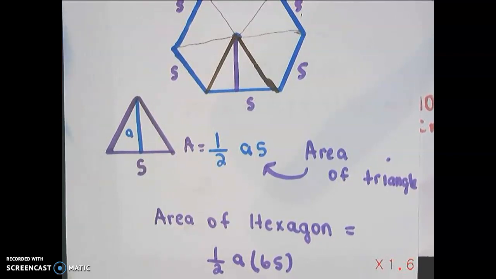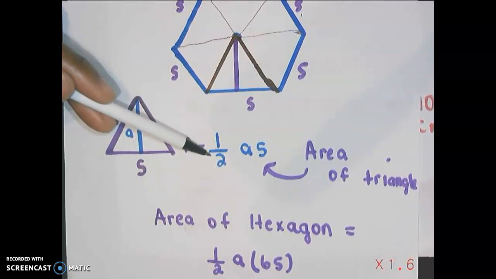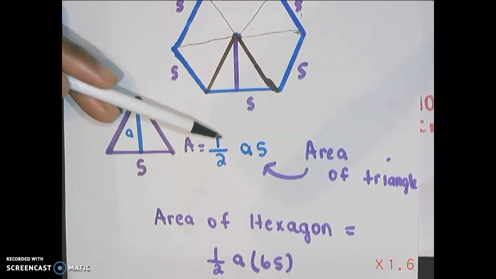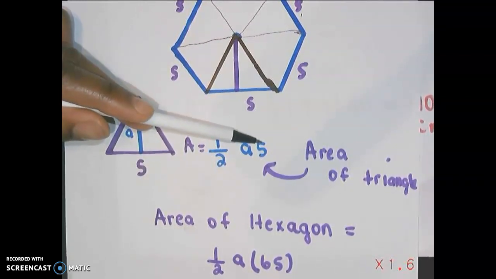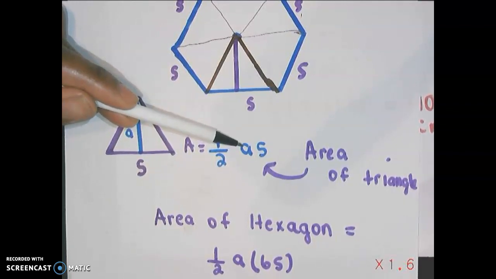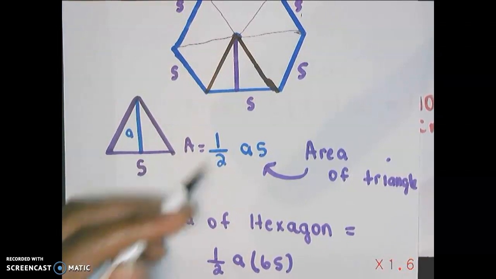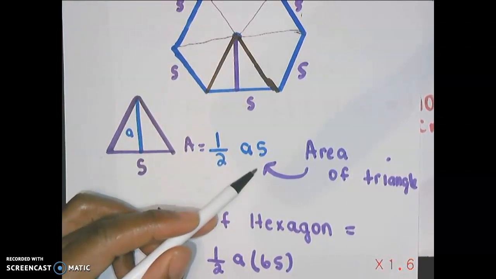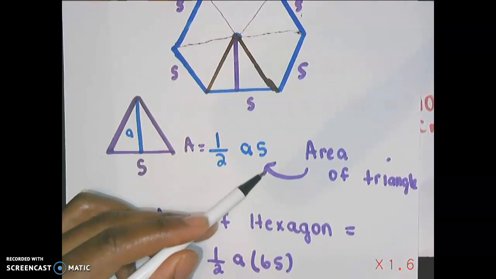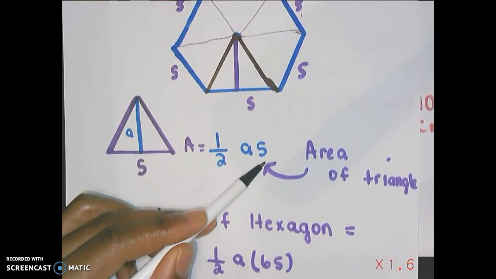Now we know if we want to find the area of a triangle, that's just going to be 1/2 the base, which is my S, times the height, which is my A. So the area of one of these triangles is just going to be 1/2 A S. And again, I know it looks like a 5, but that's an S. So this is just the area of the triangle.